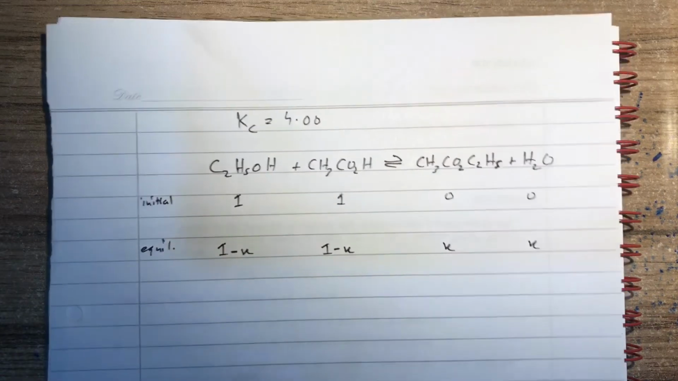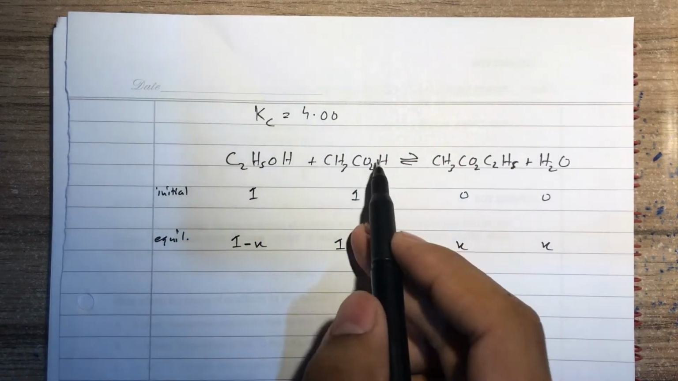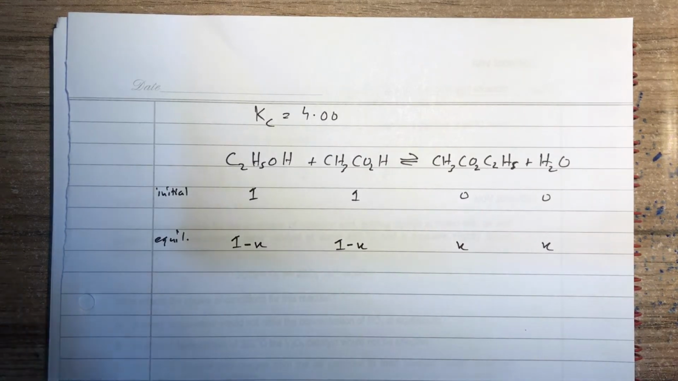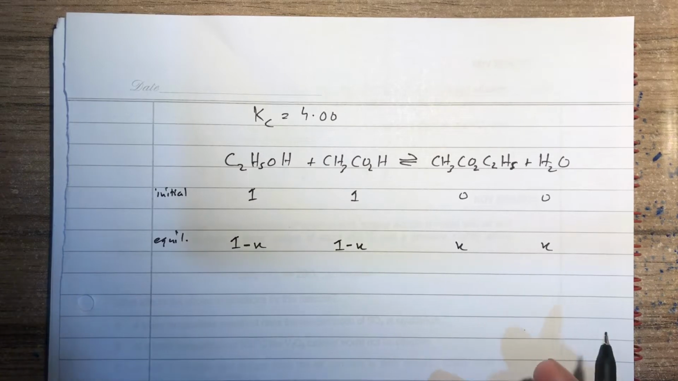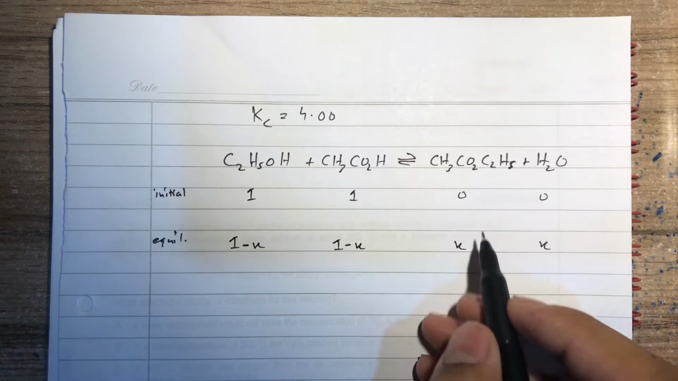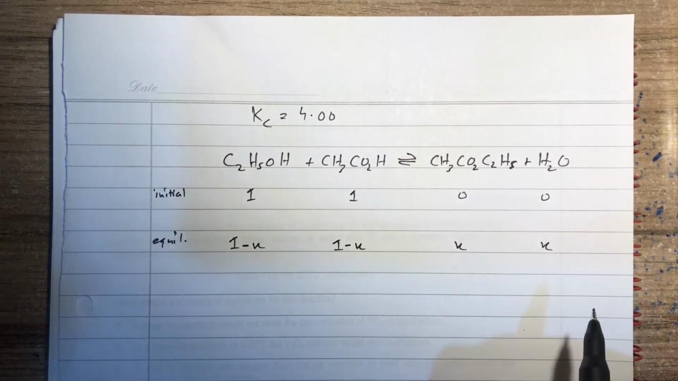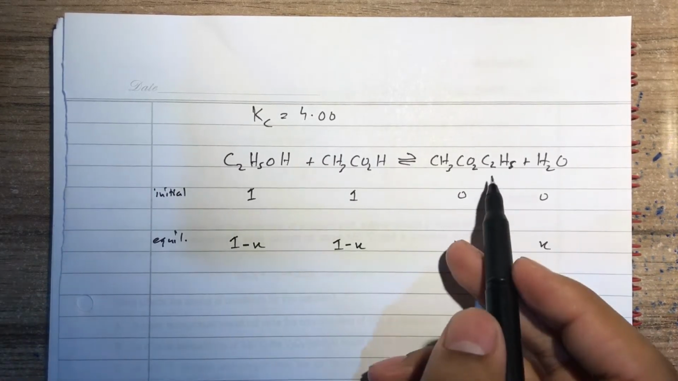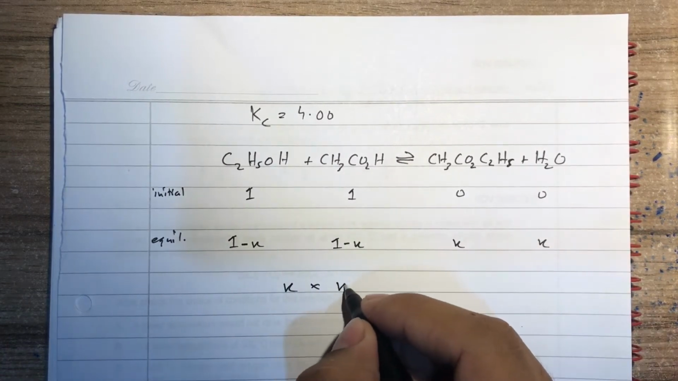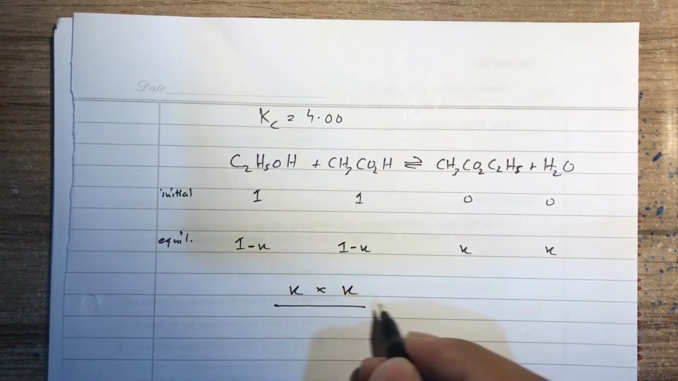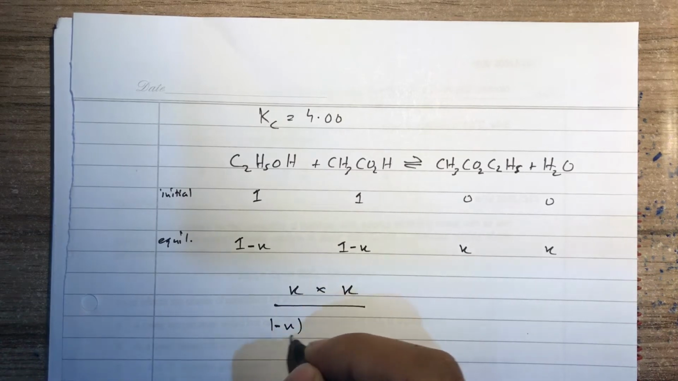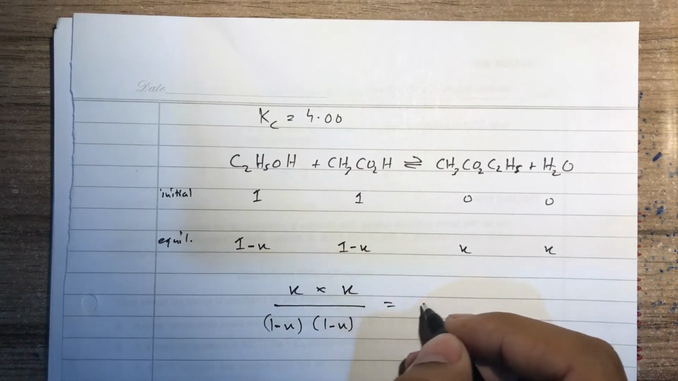Now again over here, the total number of moles of reactants is equal to the total number of moles of products, so I won't find the concentrations, but I'll instead just use the moles directly. So for Kc, we have the concentration of products, using moles instead. I'll have ethyl ethanoate as X times water as X upon ethanol and ethanoic acid, that's 1 minus X and 1 minus X, and this equals 4.